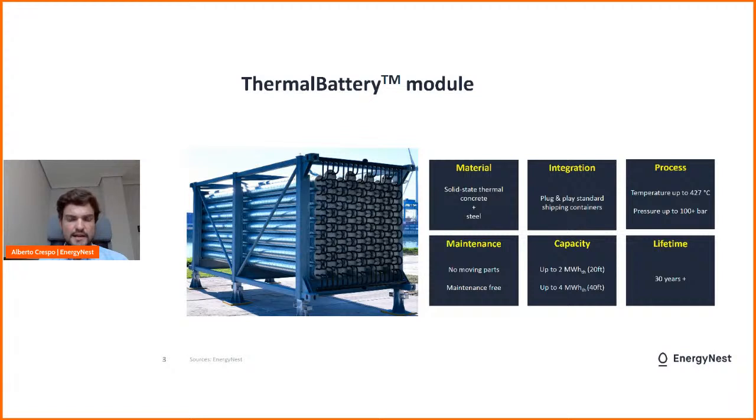In terms of maintenance, there are no moving parts in our system. The system is what you can see here. So essentially, the system is maintenance free, except for the maintenance on the instrumentation and control valves and so on, such as in any other standard industrial facility. In terms of what each of these modules can store, it can go up to 2 megawatt hour for the 20 feet standard container and double for the larger size. And it has a lifetime beyond 30 years.